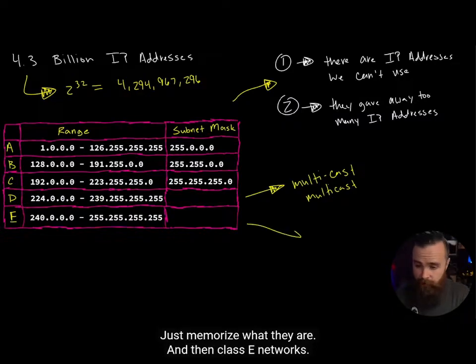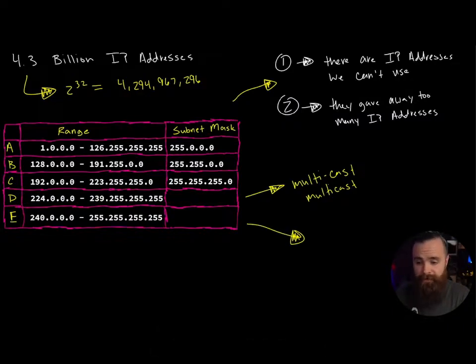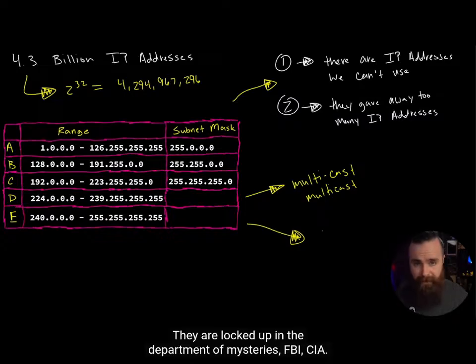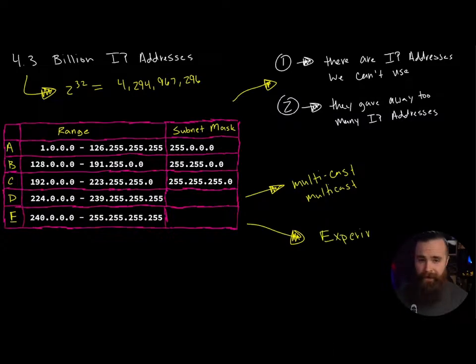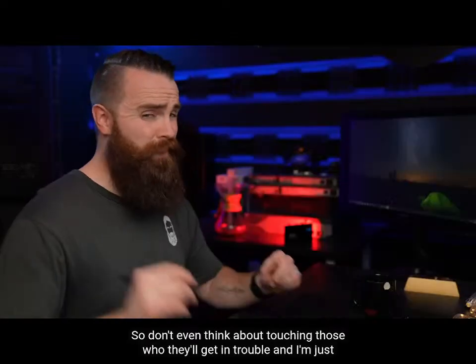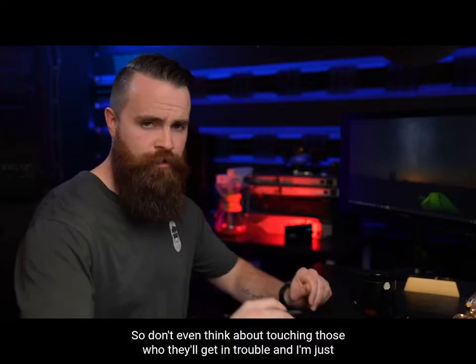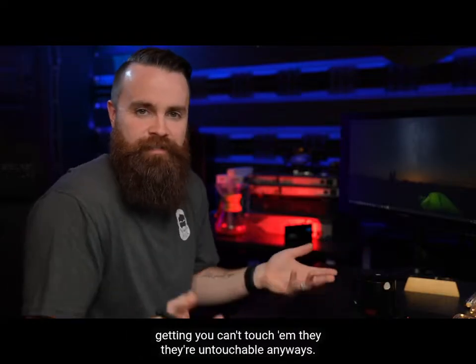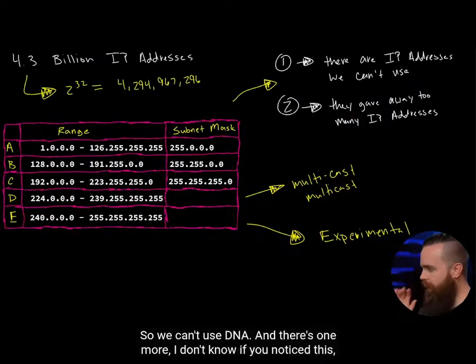And then Class E networks, these bad boys are mysterious. They are locked up in the Department of Mysteries, FBI, CIA, I don't know. They are experimental. So don't even think about touching those. Whew, you'll get in trouble. And I'm just kidding. You can't touch them. They're untouchable. Anyways, so we can't use D and E.